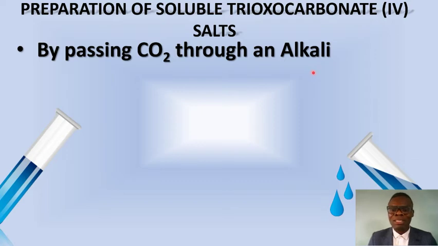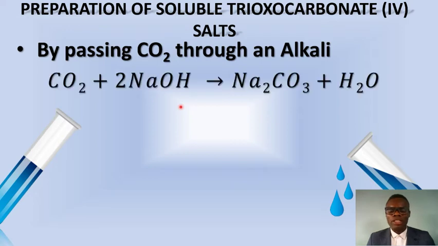I'm sure you remember what alkalis are. Alkalis are actually soluble hydroxides of metals. Soluble hydroxides of what? Of metals. Now, when carbon 4 oxide is passed through an alkali like sodium hydroxide, a trioxocarbonate 4 salt will be produced along with water.